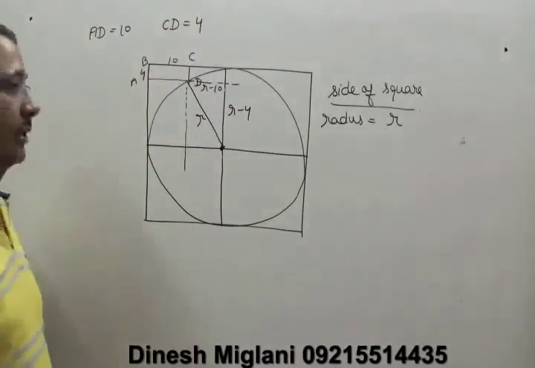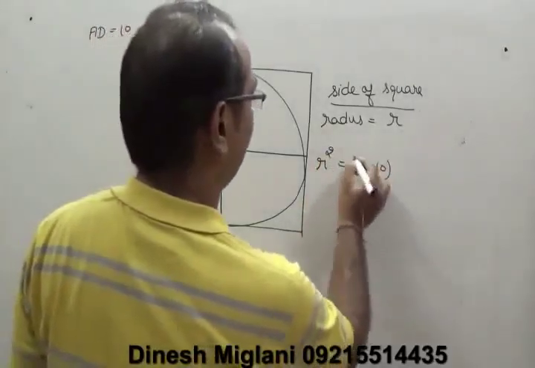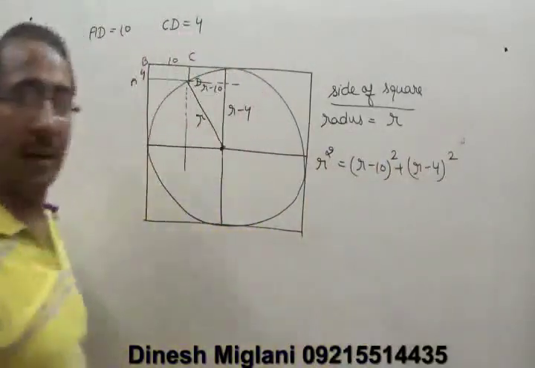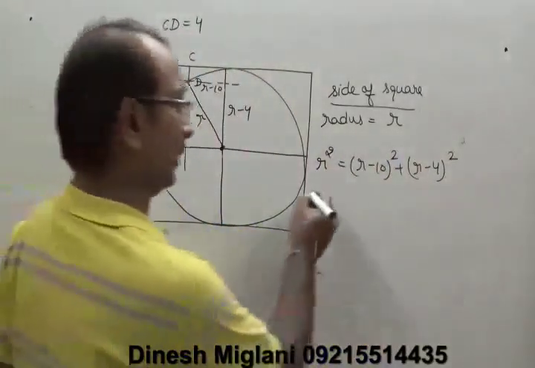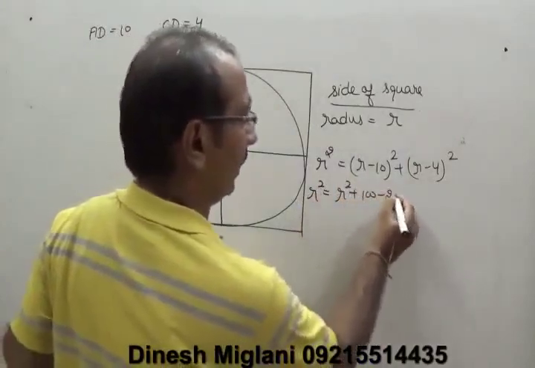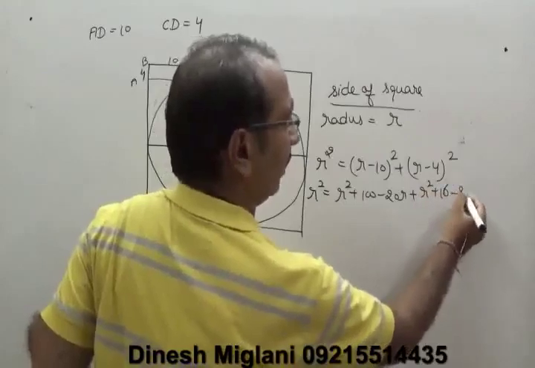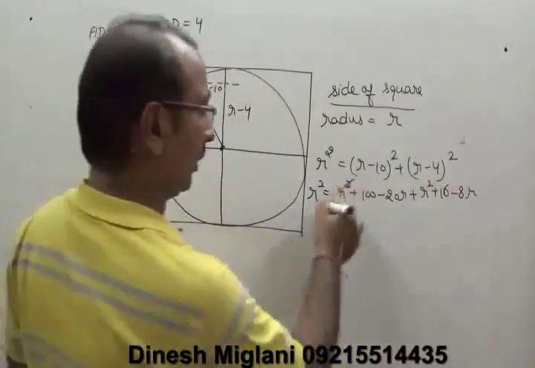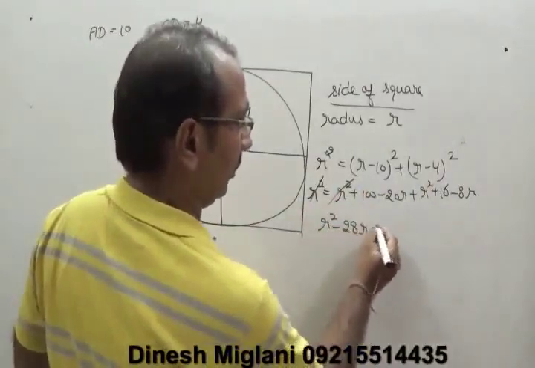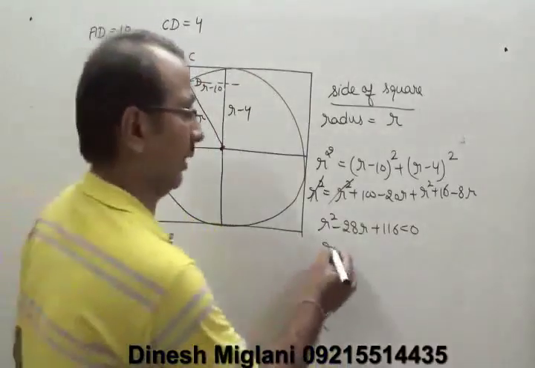So we can apply the Pythagoras here. We may say that R square is equal to (R minus 10) square plus (R minus 4) whole square, right? Now it's a quadratic equation, we have to find the value of R. We just expand it. This would be R square plus 100 minus 20R plus R square plus 16 minus 8R. Right? This would be cancelled out. Here I can say R square minus 28R plus 116 equal to 0. It's a quadratic equation, we can find the value of R.